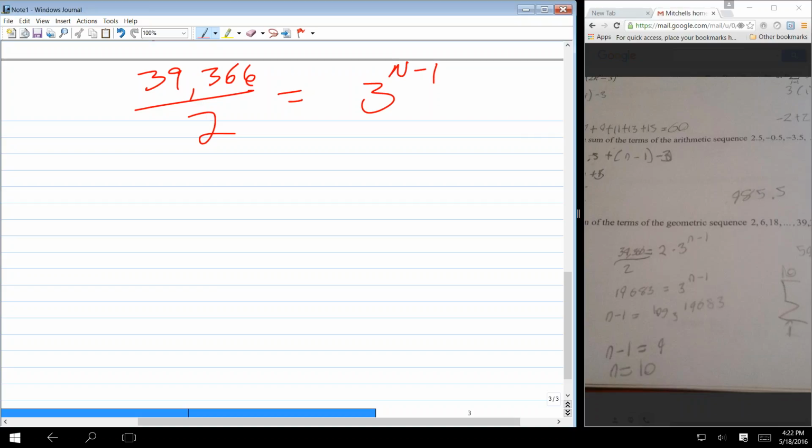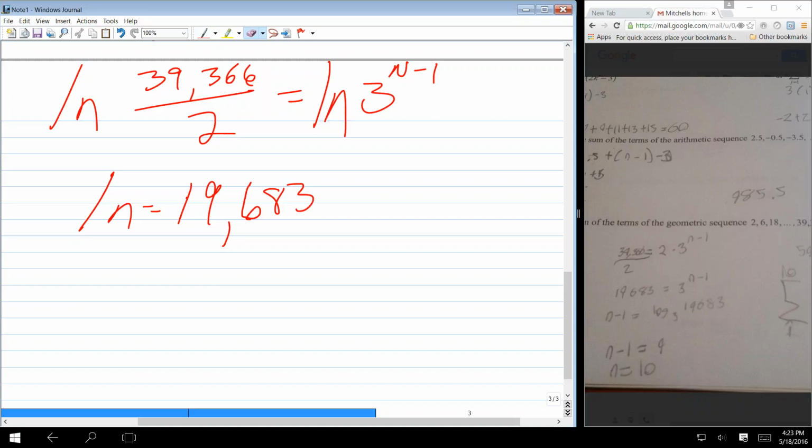If you don't want to have to know the change of base formula, always take the natural log of both sides. Okay? Now, we've got the natural log of 19,683. That's what that number is, I think. Yeah, that is. And that's equal.